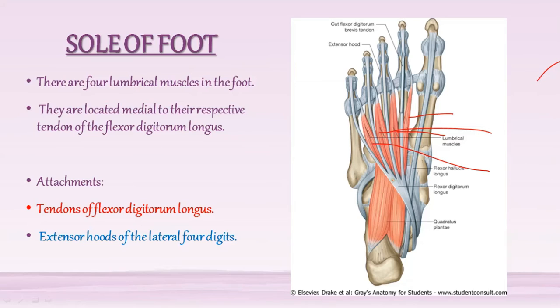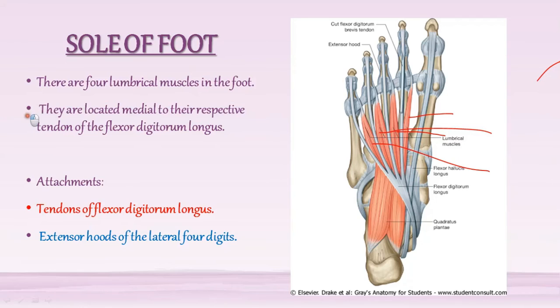Which muscle inserts on the tendon of flexor digitorum longus? Quadratus plantae. The quadratus plantae inserts in this tendon, and these lumbricals arise from this tendon. So there are 4 lumbricals which arise from the tendons of the flexor digitorum longus. Each lumbrical arises from the medial side of its respective tendon. This is the first lumbrical, arising from the medial side of this tendon. The second lumbrical arises from the medial side of this tendon. In the same way, this is the third lumbrical, this is the fourth lumbrical.